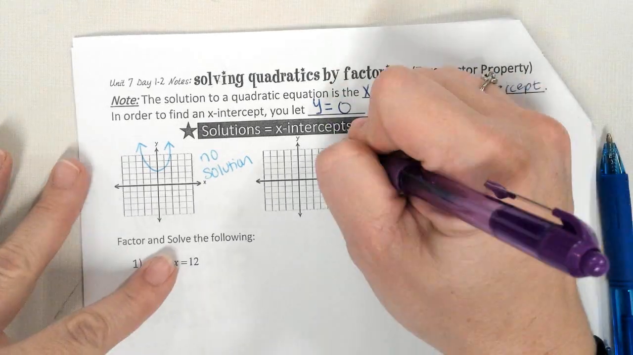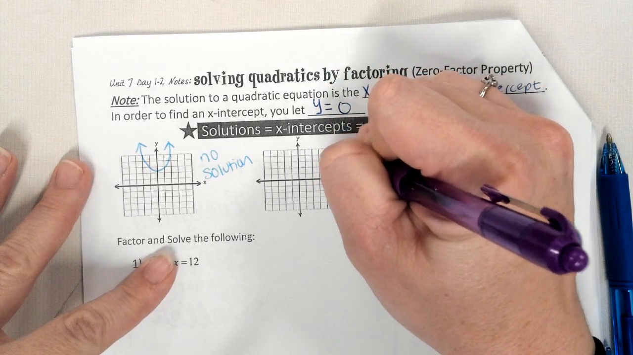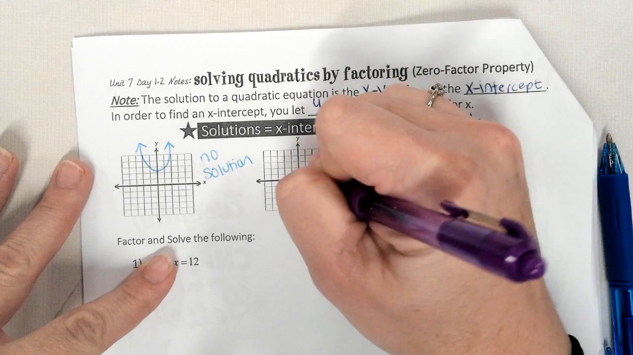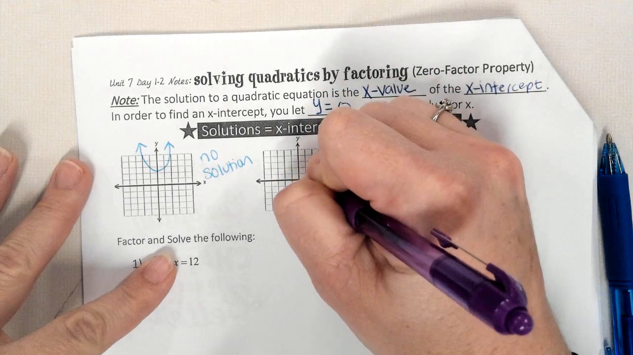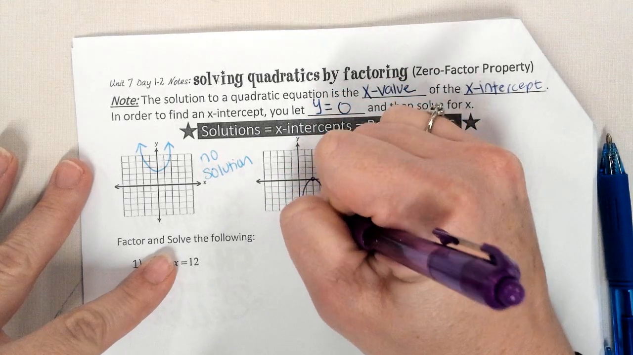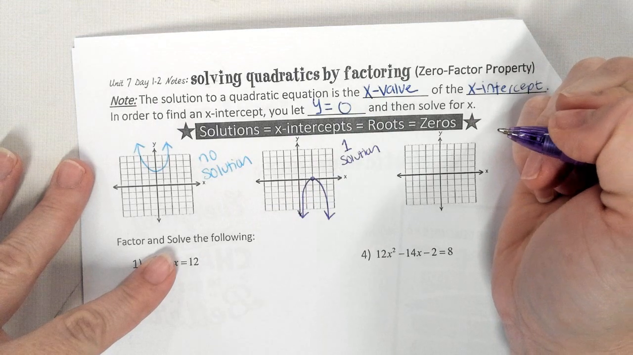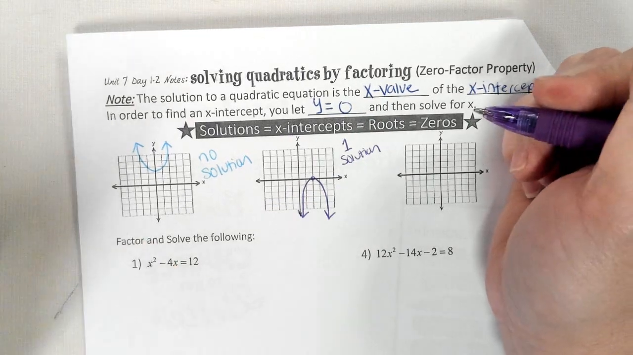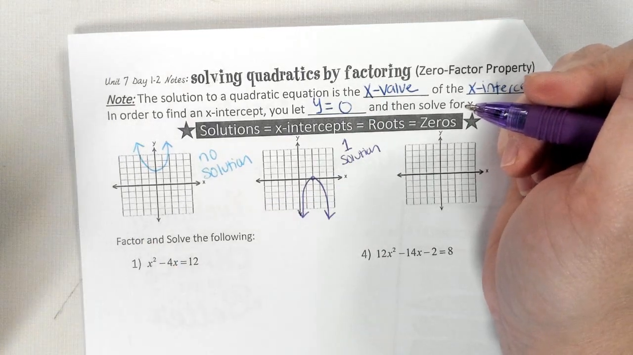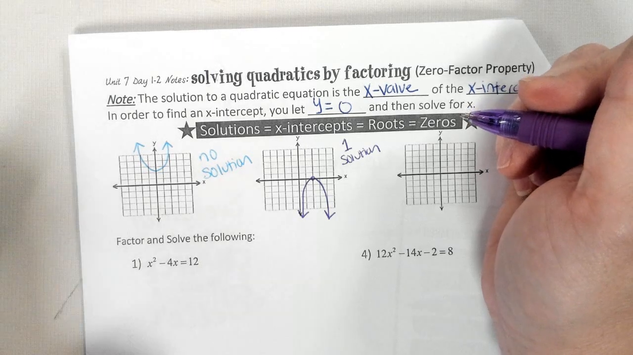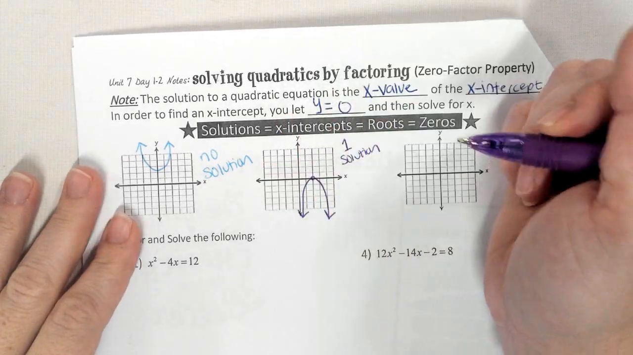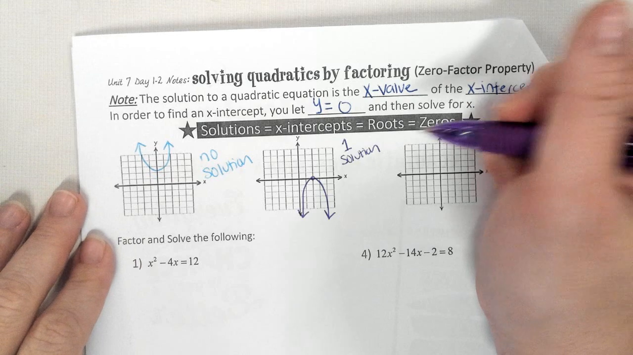There could also be one solution. That's what it looks like when your vertex is on the x-axis. Your vertex is either the highest or the lowest point of your parabola, your U. It only touches once. So that's what that would look like. It could also be opened upwards.